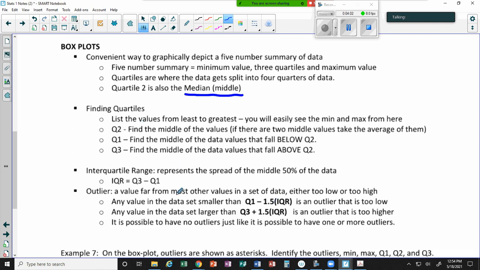Okay? So it's possible you could have no outliers. If all your data falls within those ranges, then you're fine. There's no outliers. You could have more than one outlier. Okay? Especially when you have real big data sets. You could have a whole bunch of data that's really packed in tight and pretty closely distributed. And then you could have a couple that are way out on each end.